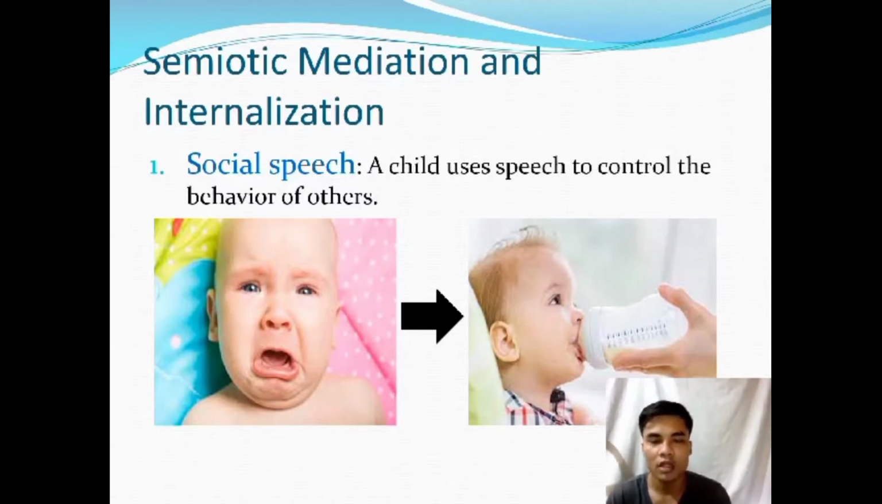According to Vygotsky, there are three processes in which children socialize in their environment. First is social speech. A child uses speech to control the behavior of others. For example, the baby is crying. When the baby cries, he wants to get attention from his environment, from her mother or the one who is babysitting her. If he wants to drink milk or sleep, or probably when a child cries, the general thinking of that action is that the child is hungry.